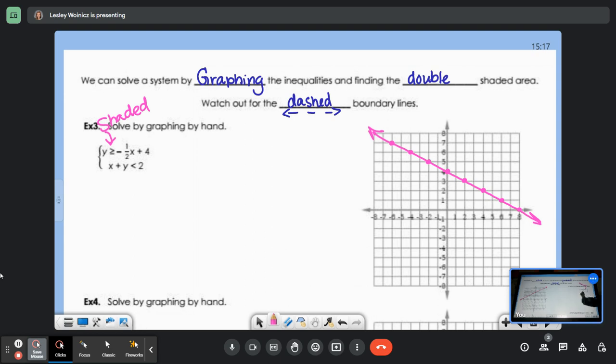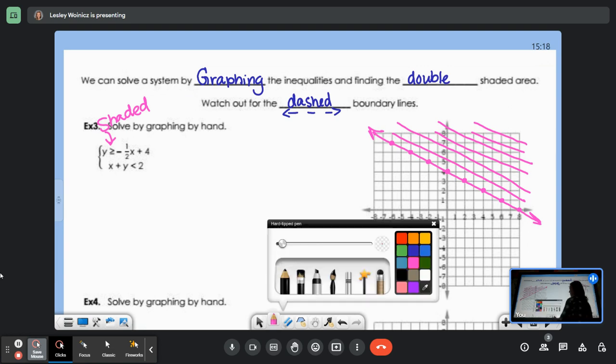All right. Which way are we shading, above or below the boundary? If it's greater than? Above. So this is the way I want you to shade. I don't want you to shade dark. I just want you to lightly do little parallel lines parallel to your boundary line. Lightly. Okay. Now I'm going to graph my other boundary.